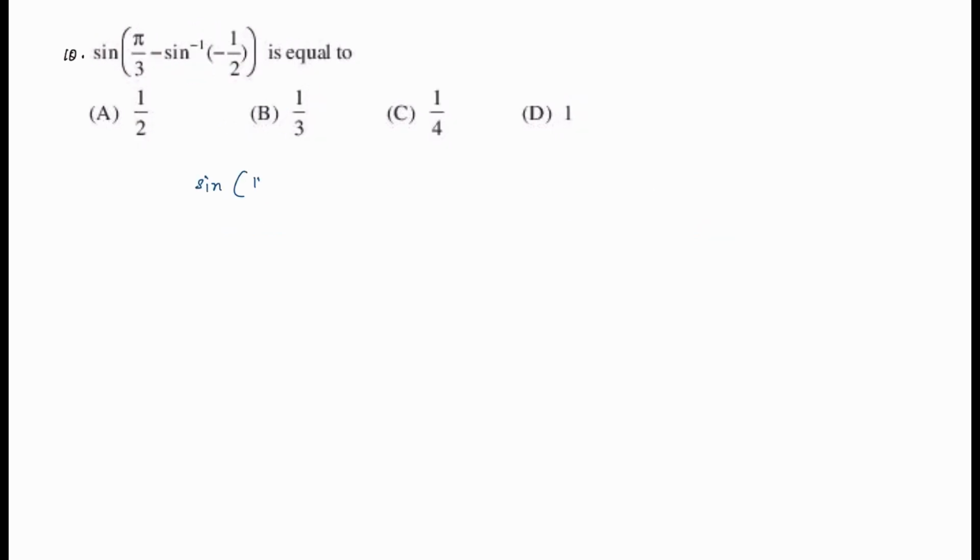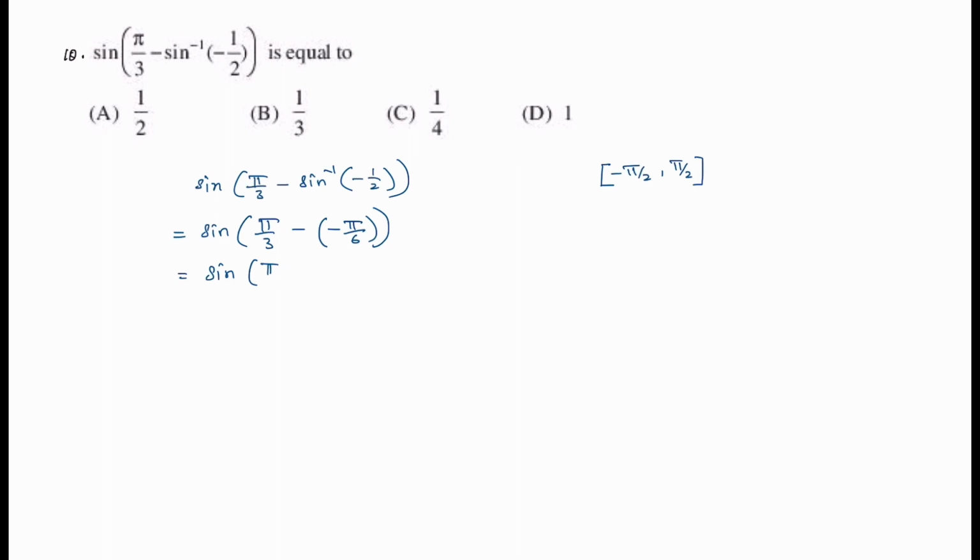10th question, sine of pi by 3 minus sine inverse of minus half. Principal value branch of sine inverse is minus pi by 2 to plus pi by 2. For negative values, it is a negative angle of the fourth quadrant. Therefore, it is minus pi by 6. Sine of, it becomes pi by 3 plus pi by 6, which is pi by 2. And sine 90 is 1. The correct option is D.